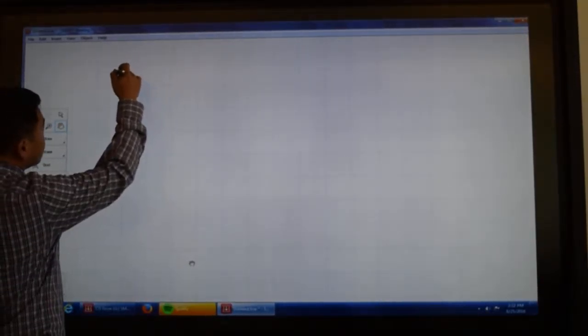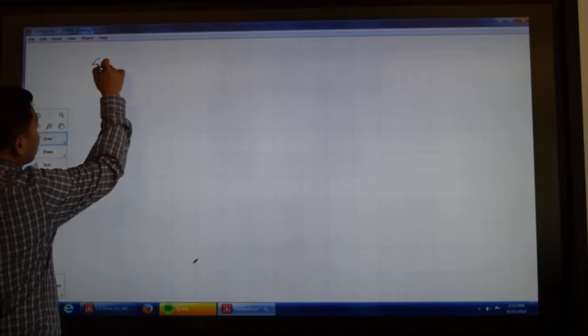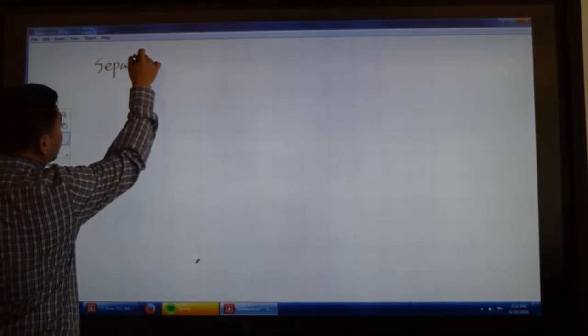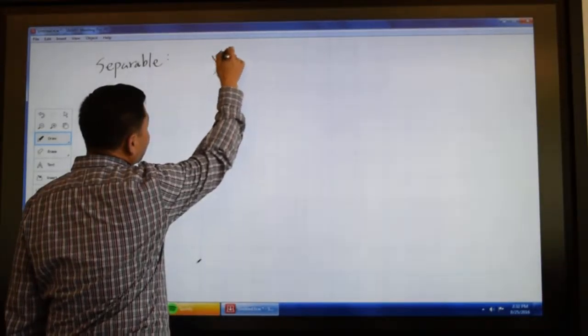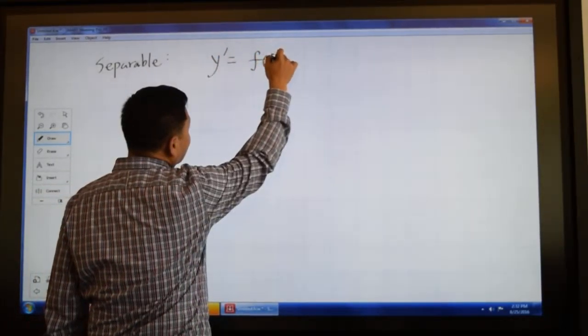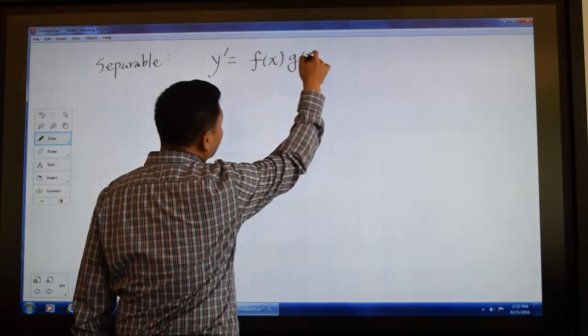All right, so far we've learned three types of differential equations. The first one was separable. And what are these separable equations? Y prime equals a function of x times another function of y.